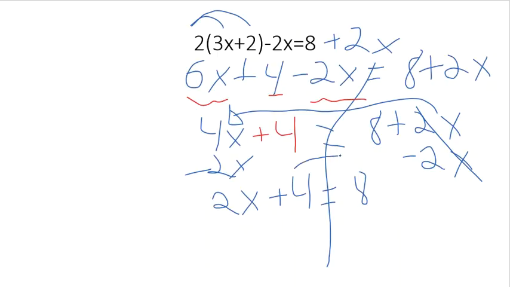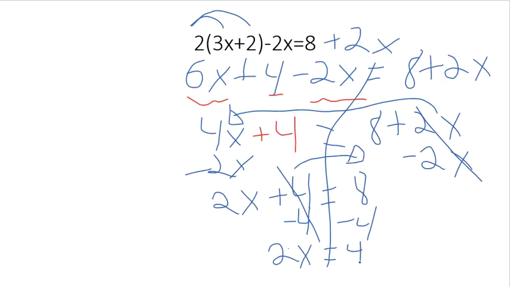Now we need to get our constants all on the same side. We move them to the right. So if we have a plus 4, we'll do the opposite, which is minus 4 on both sides. Positive 4 minus 4 is 0, so we'll cross it out. This leaves us with 2x is equal to 8 minus 4, which is 4.